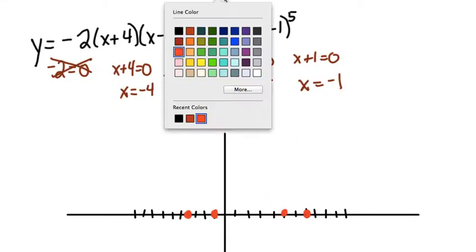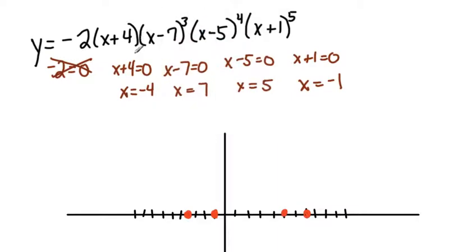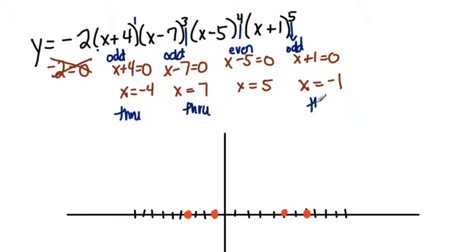Okay, and the next thing I'm going to do is determine if it goes through or touches at these x-intercepts. So I have an exponent of a 1, 3, 4, and 5. An exponent of 1 is odd. Exponent of 3 is odd. Exponent of 4 is even. And exponent of 5 is odd. So the odd ones I'm going to go through. I'm going to write that right under the number. And the even exponents, I'm going to just touch those.